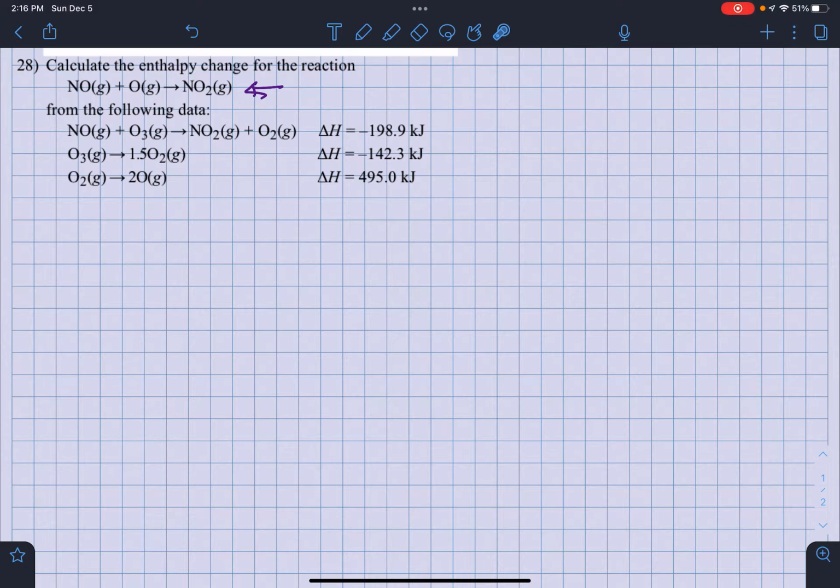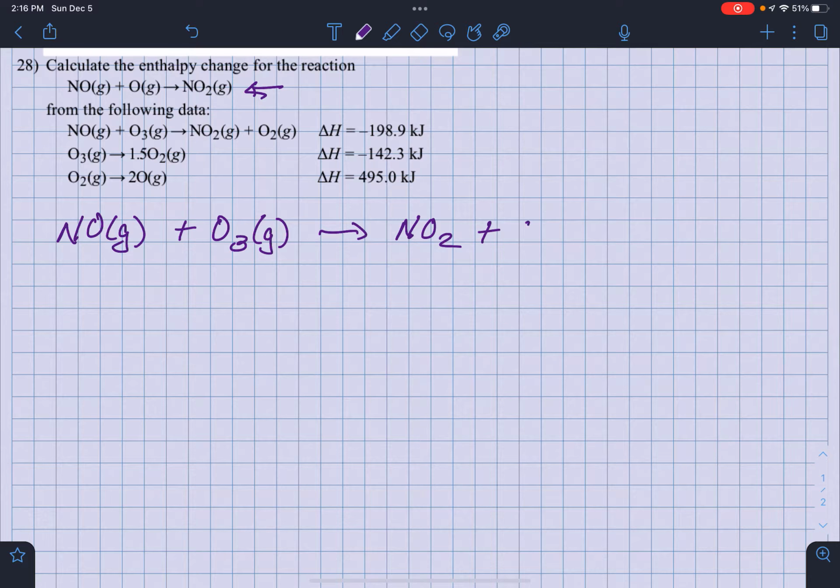In the overall reaction, we've got nitrogen monoxide reacting with oxygen to generate NO2. So if we look at the reactions down here, we'll notice that the first reaction has nitrogen monoxide as a reactant, and that's what we want. So we're going to take reaction 1 here, and that's going to be NO plus O3, which is ozone, yielding NO2 plus O2.